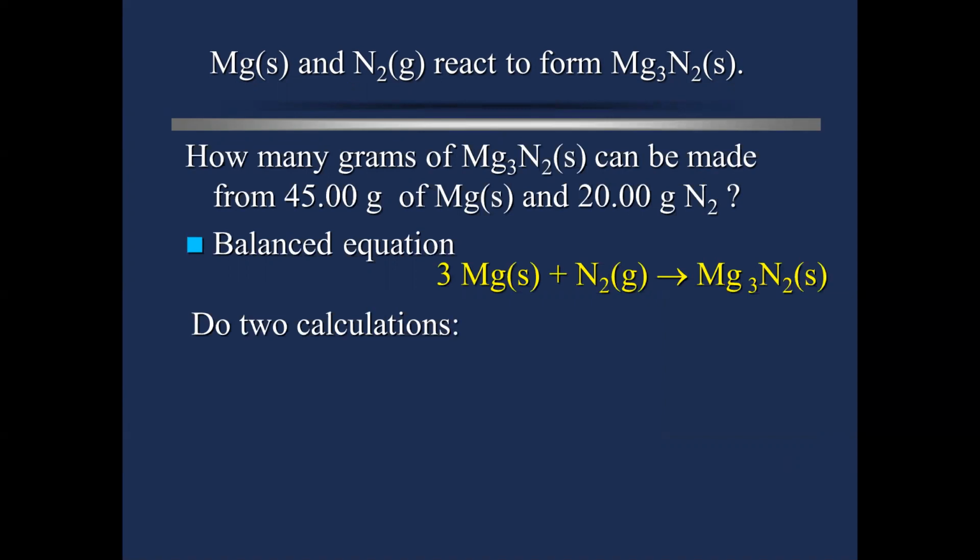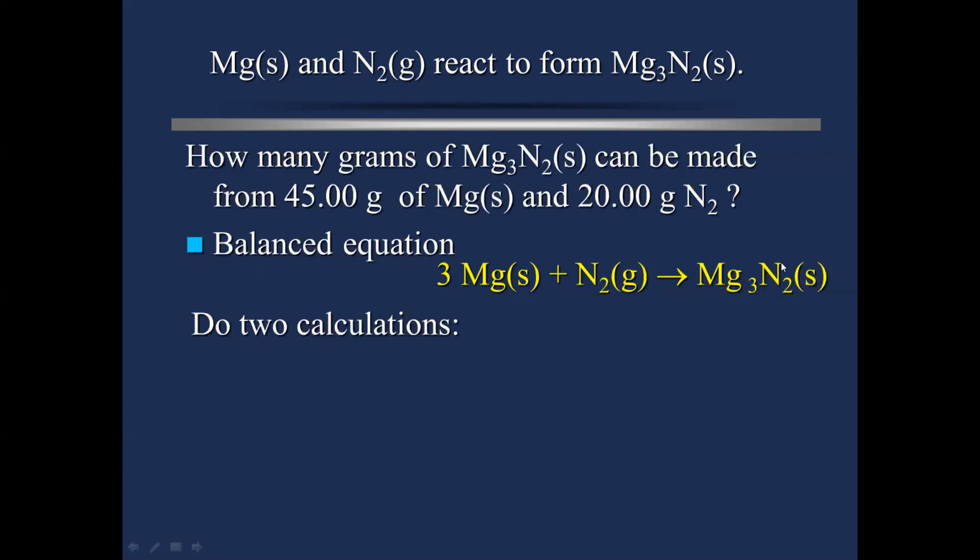Do you remember in the previous calculation, we always told you one reactant is in excess. We said it's more than enough, so we can forget about that one. That means you have as much as you want. So we only focused on one reactant before. But now, this new question, let's read: how many grams of this one product can be made from 45 gram magnesium and 20 gram nitrogen?